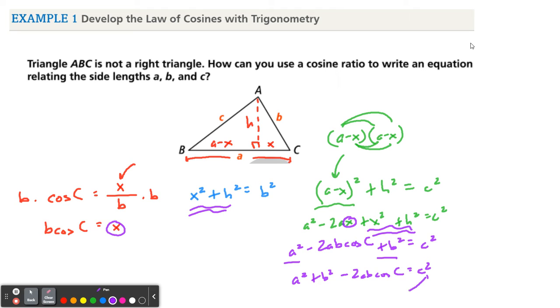So the c squared comes first, and you'll see on the next slide, but this is what we're going to end with. This big, long law of cosines.